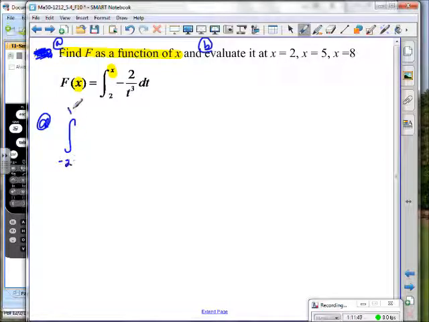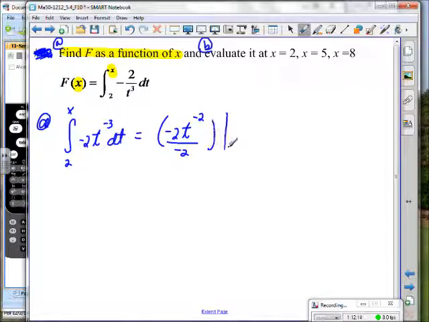Okay. Oops, it's on a negative. Take that away. I'm going to make this negative 2t to the negative 3 dt. Okay, so what do we come up with? What's that going to be? Negative 2t to the negative 2 divided by negative 2, integrated from 2 to x. Let's just simplify our work and say that it is 1 divided by t squared from 2 to x.